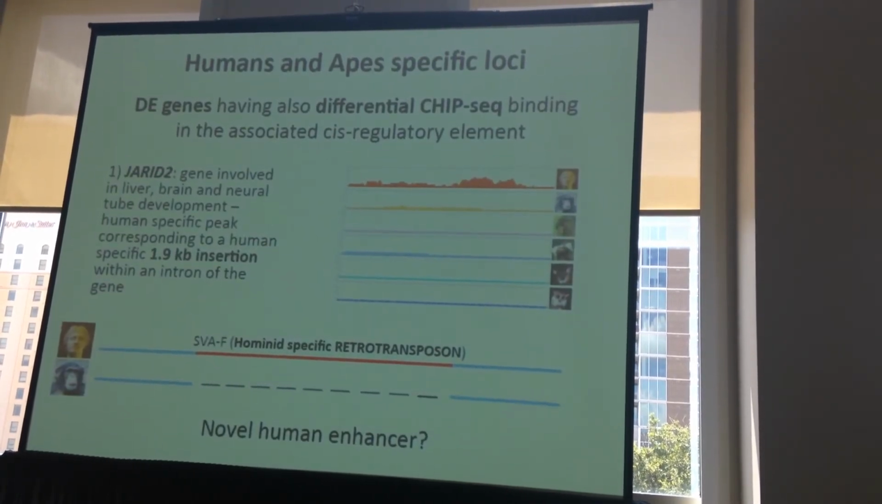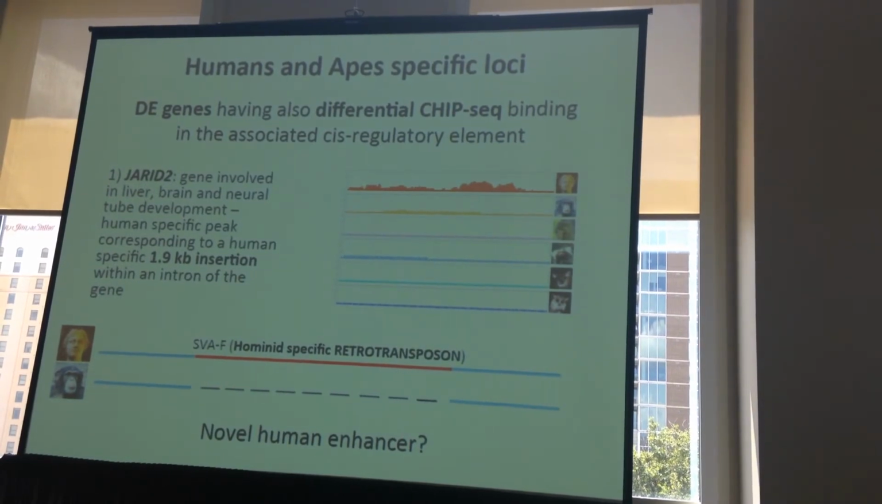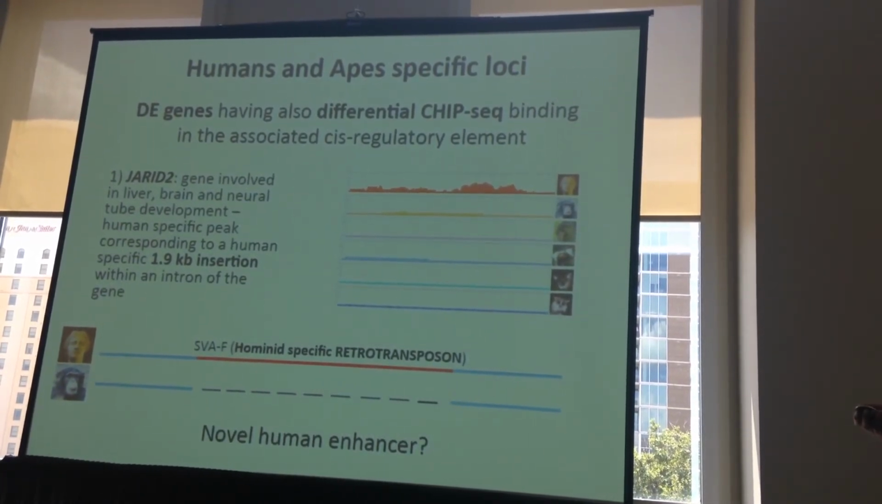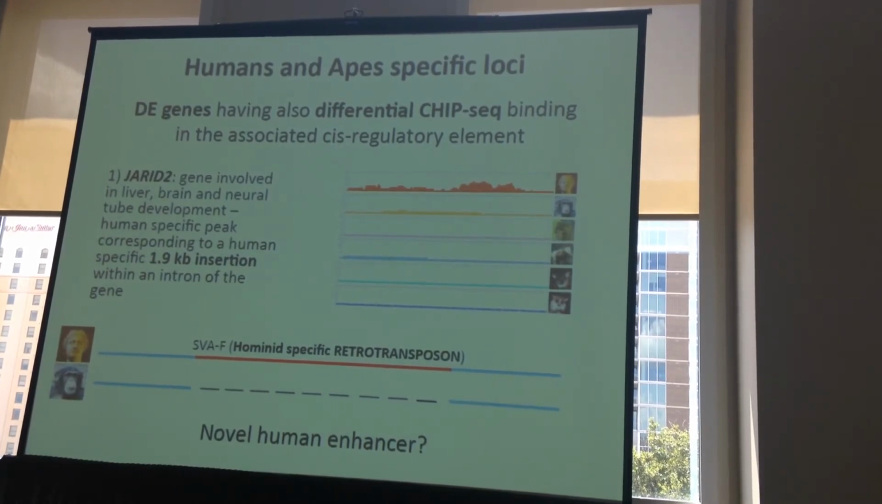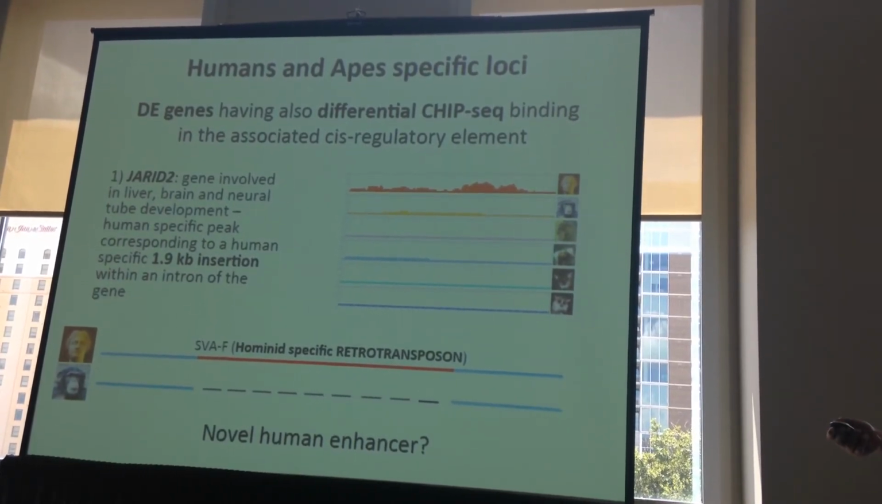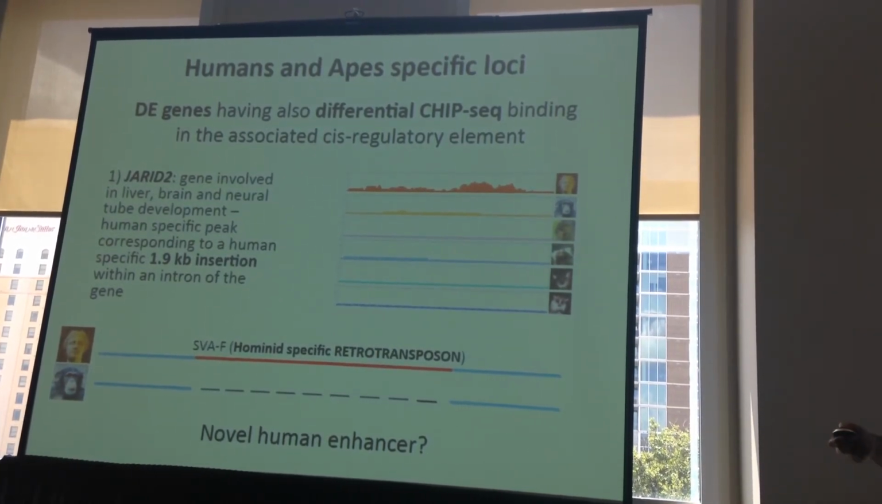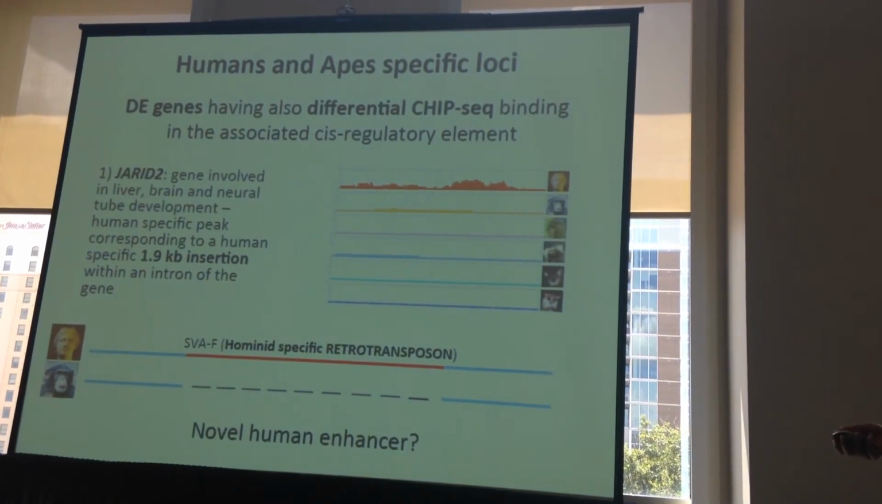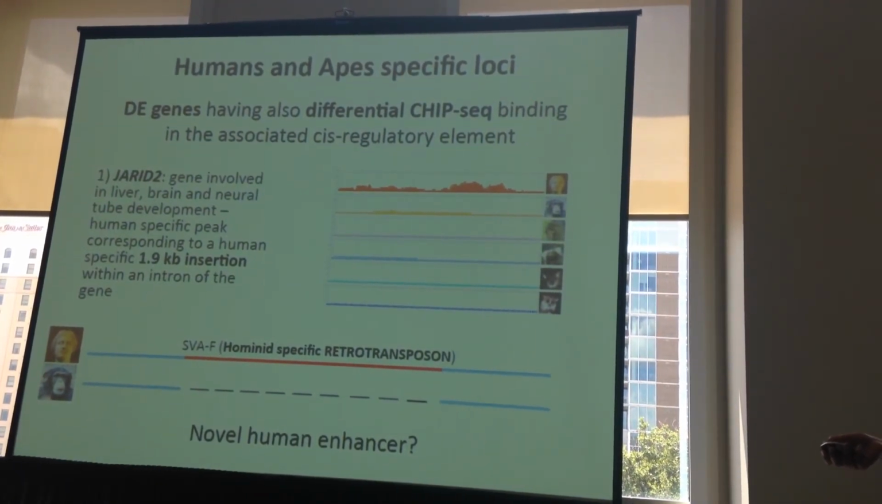Okay, no worries. So we found this also in many other examples. For example, with GRIN3A, that is another very important gene, having a specific peak in this case, and at the same time, the gene being upregulated in apes. This gene is important because it's associated to schizophrenia. And again, we found a transposable element insertion in correspondence of the predicted enhancer.